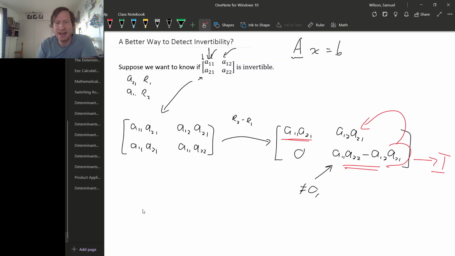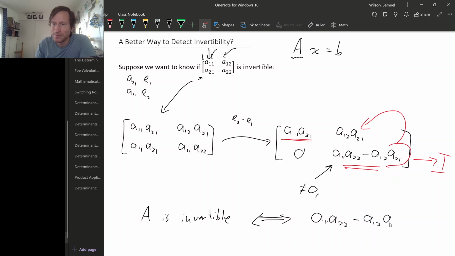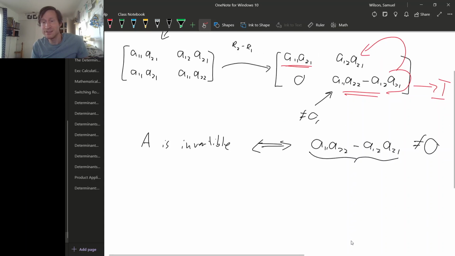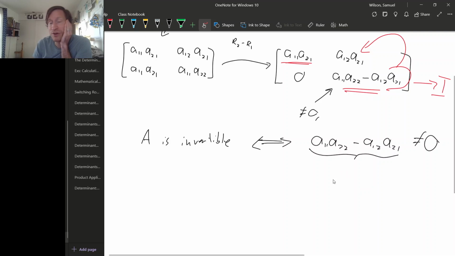So what we're seeing here is that it looks like A is invertible if and only if, so exactly when, this weird combination A11 A22 minus A12 A21 is not equal to 0. Okay, so this combination of entries in a 2 by 2 matrix is special. It's a function of all of the entries in the matrix, and it's a very special function because when it's non-zero, you have an invertible matrix. So we're going to give it a name. We're going to call it det A, and this is short for determinant.